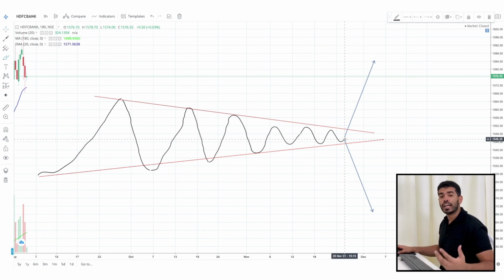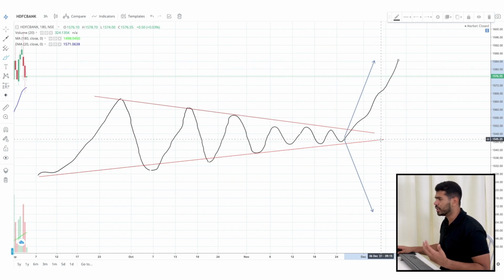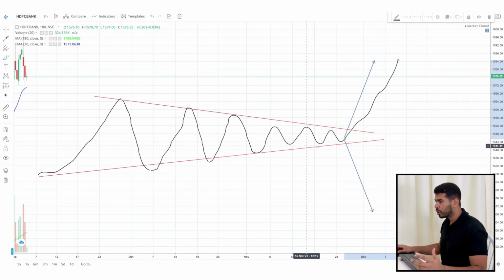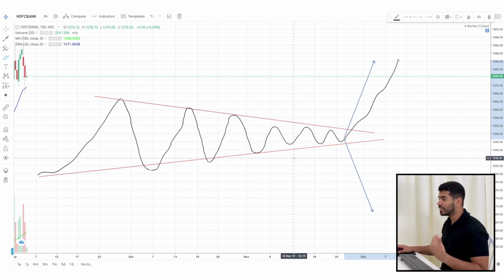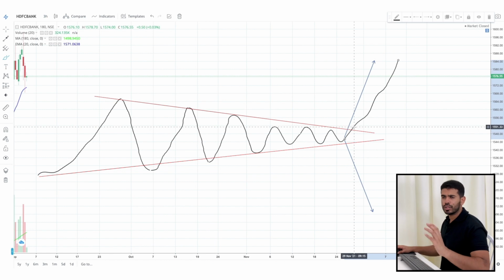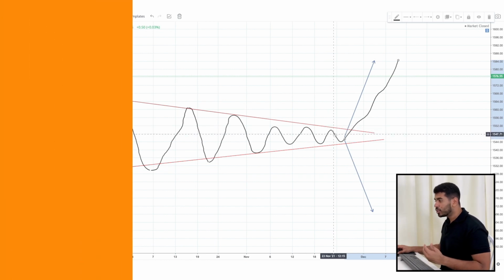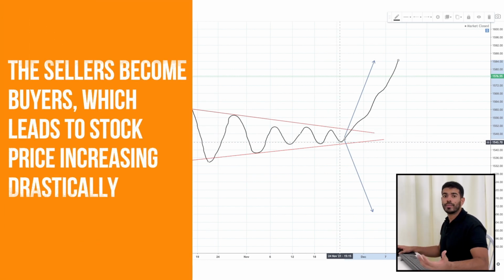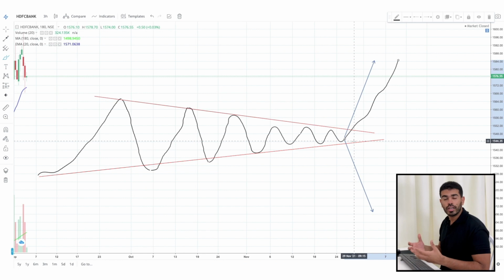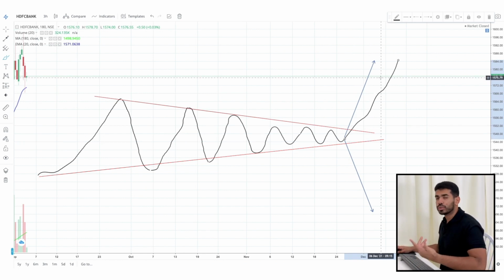Now, when the breakout happens, you'll see a strong momentum. From the buyers' side, let's say the stock just goes upwards. The reason there's strong momentum is because while this pattern is forming, you have both buyers and sellers. Once the breakout happens and the buyers' side wins, the sellers who have been in the market, who have been shorting the stock, also become buyers. So you have more people buying the stock, and automatically there is more demand for the stock, so the price of the stock just shoots up.